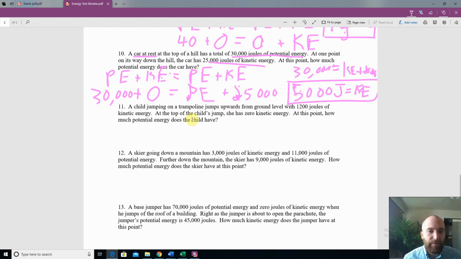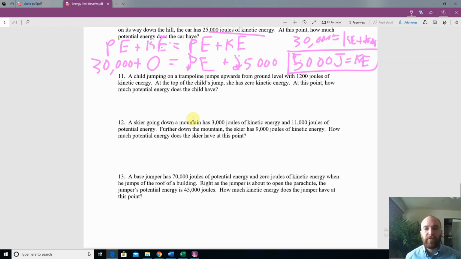Okay, 11. A child jumping on a trampoline jumps upward from ground level with 12,000 joules of kinetic energy. At the top of the child's jump, she has 0 kinetic energy. At this point, how much potential does it have? What I would do is this. When you jump up, we've got 12,000 joules of kinetic energy. But at the top, we have 0 kinetic energy. All 12,000 joules of kinetic energy is gone. It's not there. Where did it go?